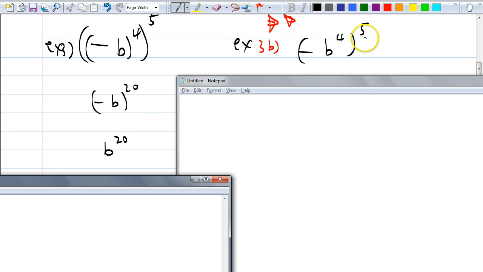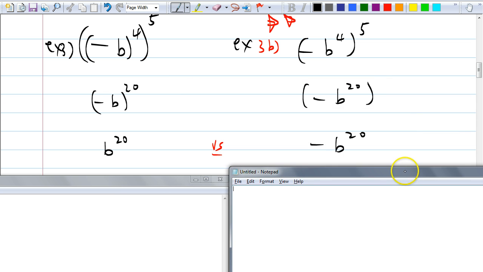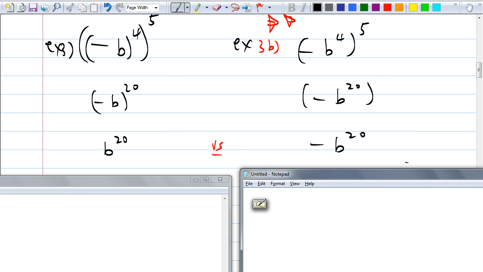look at the base. What is the base of this 5? Negative b to the 4th, correct? And negative b to the 4th is negative, isn't it? So you can think of it as negative 1 times b to the 4th, all to the 5th. What do you get if you multiply negative 1 five times? Negative 1, right? What's b to the 4th to the 5th? b to the 20th. So how many people got negative b to the 20th? Raise your hand.